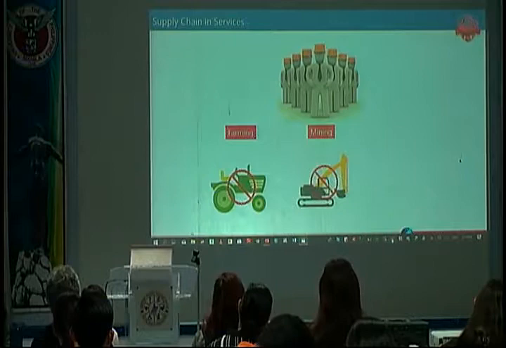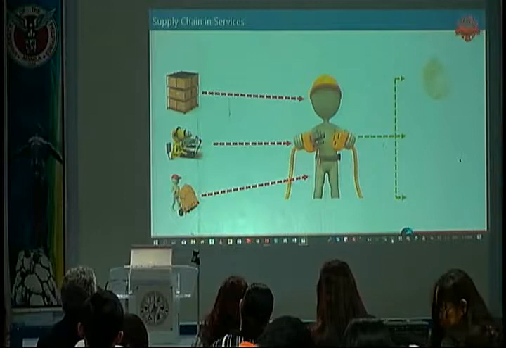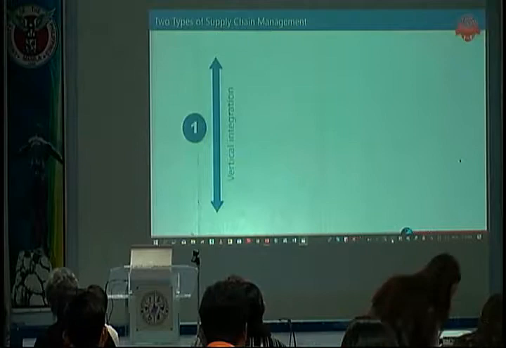The lab exhibit illustrates the supply chain of an electric utility. It receives products, services, and supplies, and dispenses its services to home customers, commercial customers, and to other utilities. Firms generally pursue one of two types of supply chain management: vertical integration and lateral or horizontal integration.